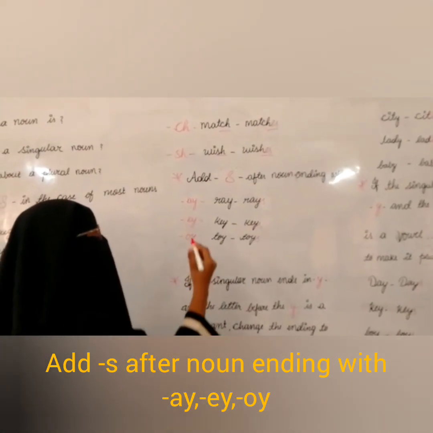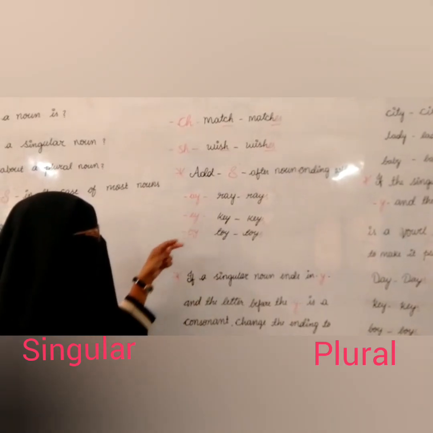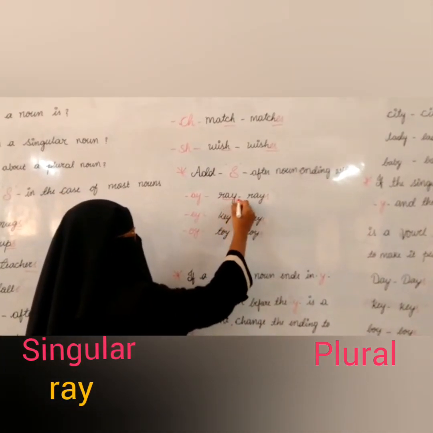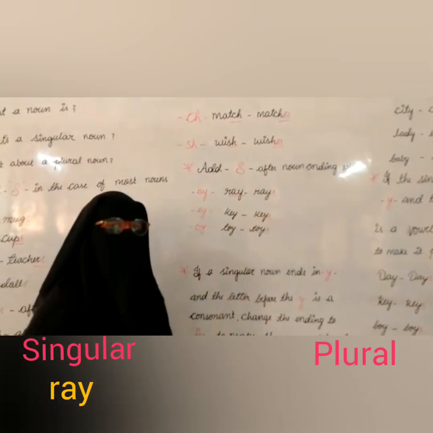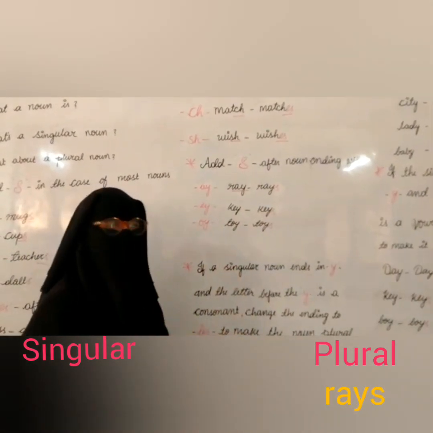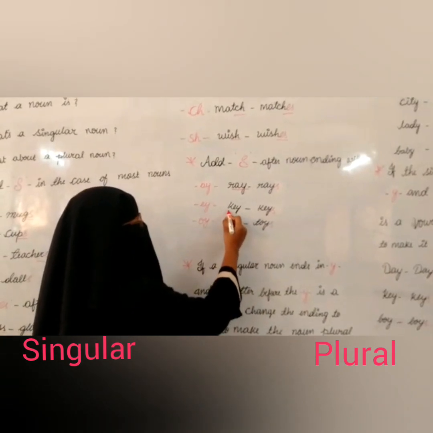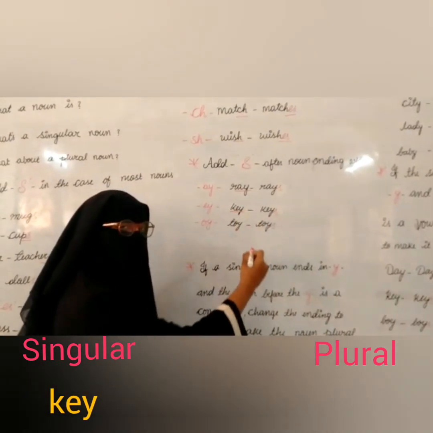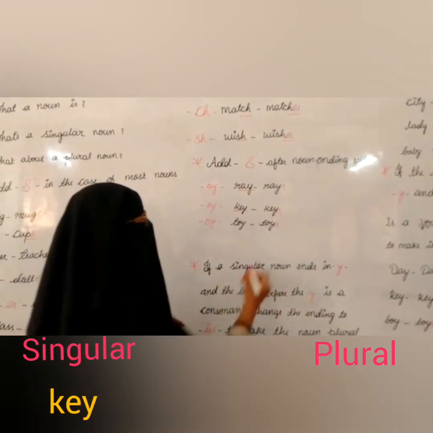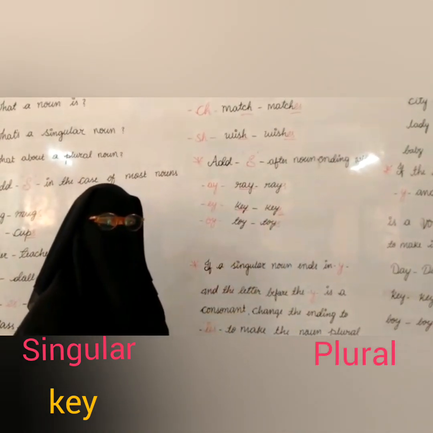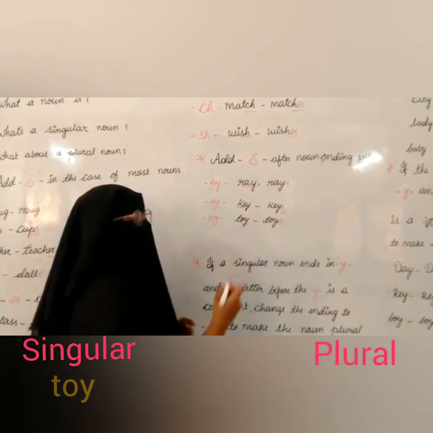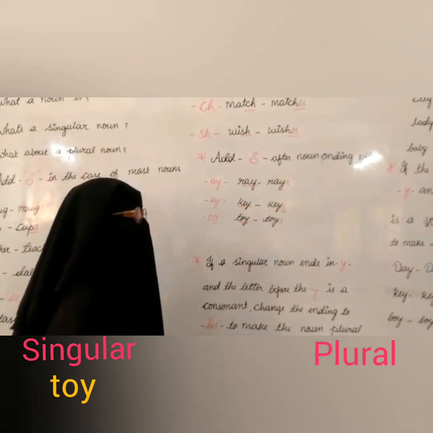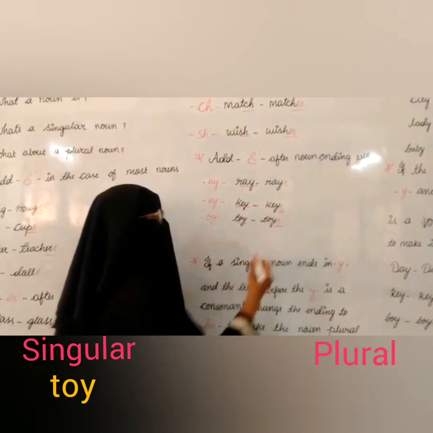Coming to the next rule, that is add S after nouns ending in AY, EY and OY. Let us observe the word here, that is ray, ending with the letters A and Y. So we have to add S to make it plural. Then ray becomes rays. And the word key ending with the letters EY. So we have to add S to make it plural. Then key becomes keys. And the word toy ending with the letters OY. So we have to add S to make it plural.